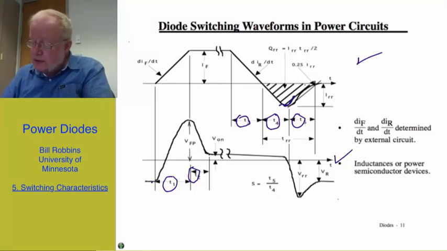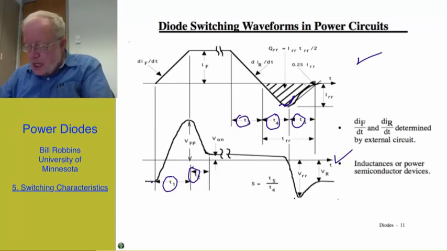At that point, the voltage very quickly goes negative. It reaches a peak negative value that we can call V sub RR, and then as the diode current dies out, the voltage decays down to the reverse bias value. A couple of questions we need to answer is, what causes this kind of behavior? And secondly, what does it imply in terms of how we make use of the diodes?